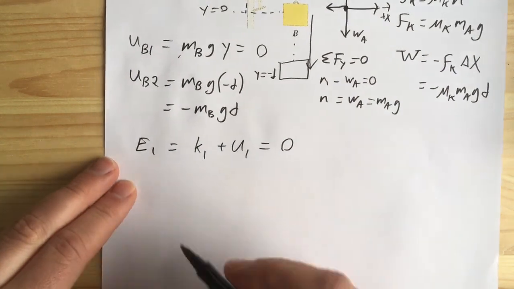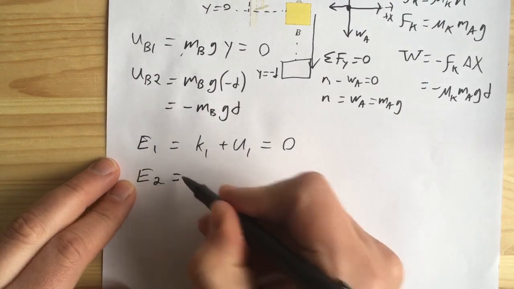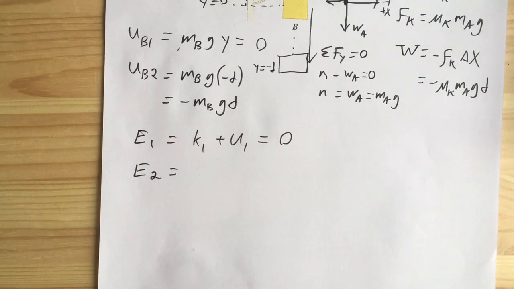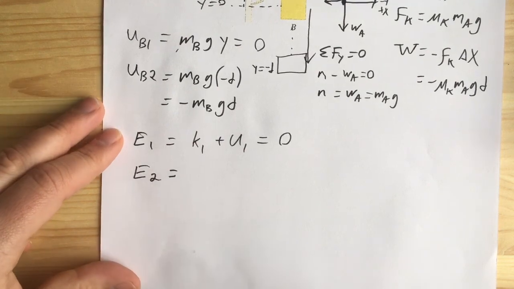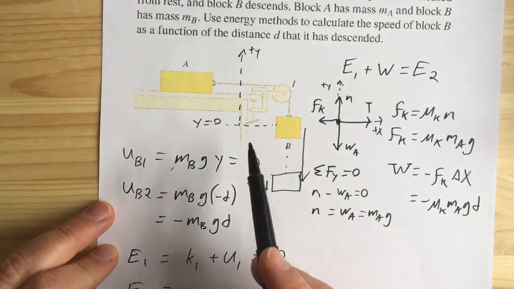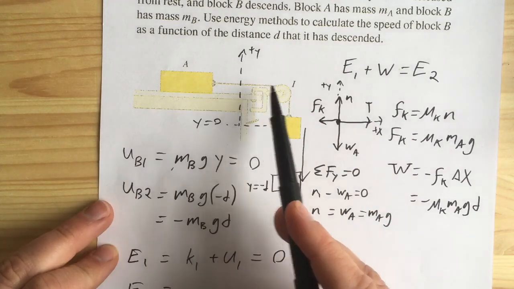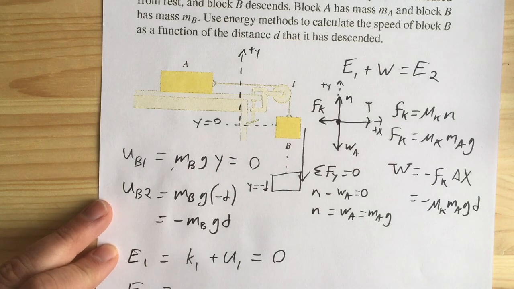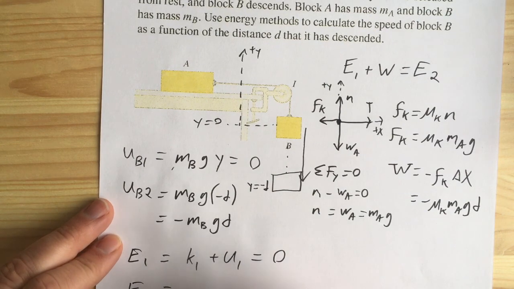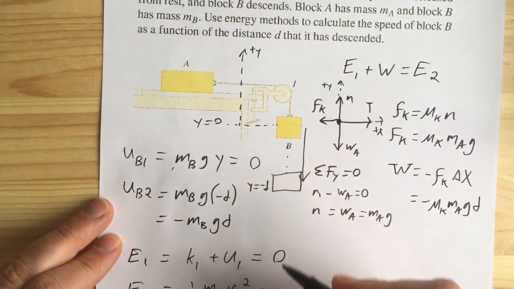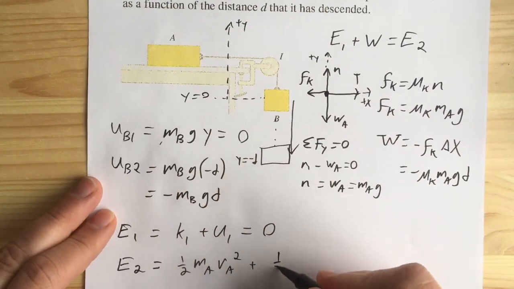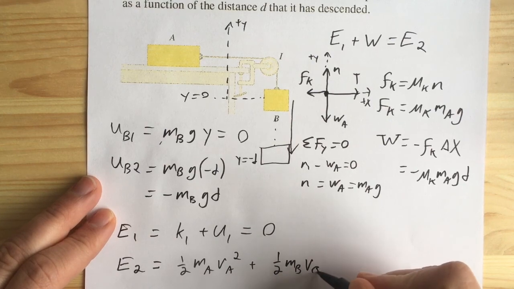Okay. Total energy at time 2 is where the fun part of this problem begins, which is I need to think about all the types of energy that are happening at time 2. At time 2, B has now descended and B is moving, A is moving, and the pulley is now spinning. So at time 2, I have the kinetic energy of object A, that's 1/2 the mass of A times the velocity of A squared, plus the kinetic energy of B, which is now moving, so that's 1/2 the mass of B times the velocity of B squared.